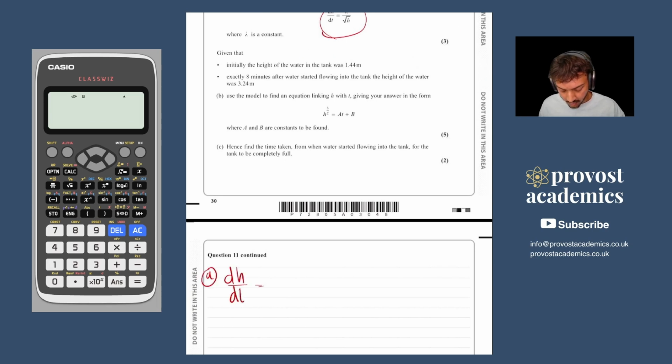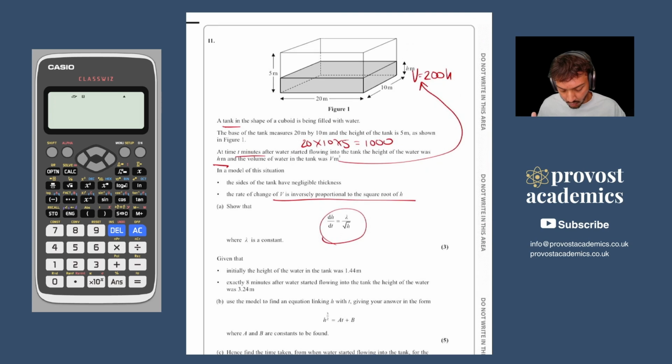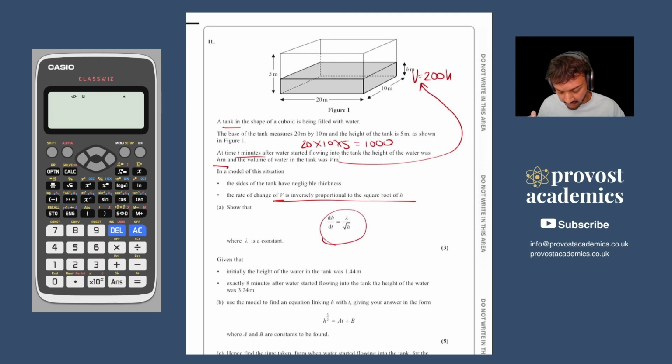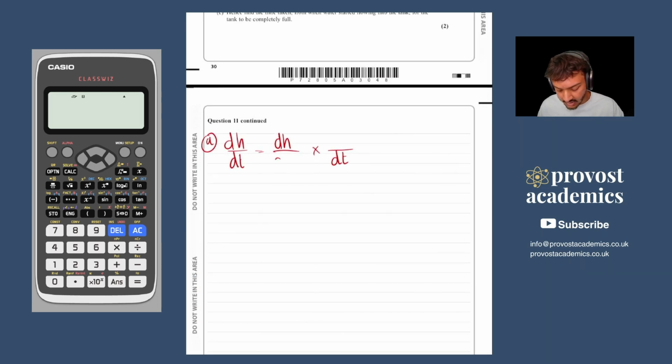What we're looking for is something with dh in the numerator, right? We want something that has dh in the numerator over something, and I need dt in the numerator again for something. And looking at what we know so far, given that v is inversely proportional to the square root of h, and the fact that we also know what v is in terms of h, I'm inclined to say that it will be something to do with dV.